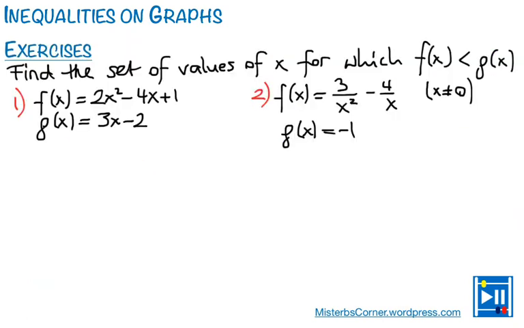Now it's your turn. Find the set of values of x for which the function f is less than function g. In the second question, you have to multiply the first function by x squared, right? And the second function is basically a horizontal line. So keep this in mind.